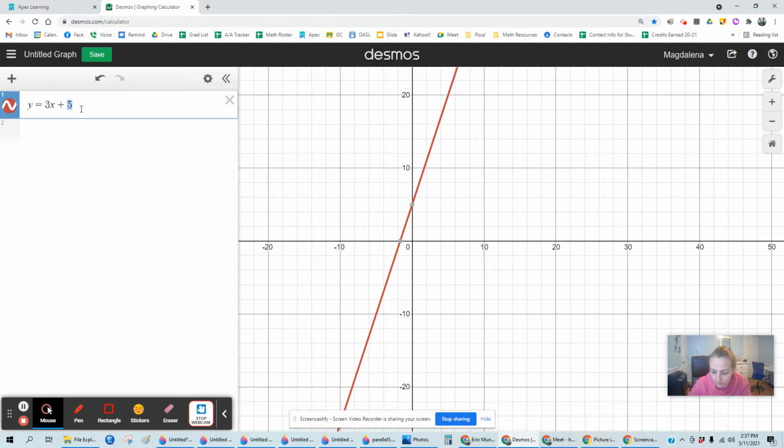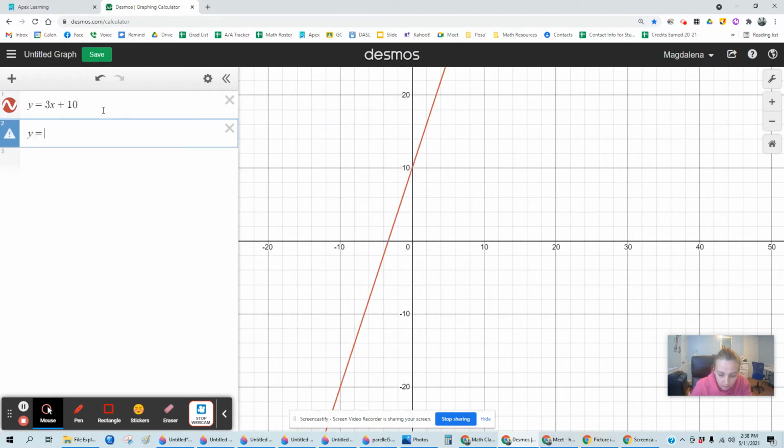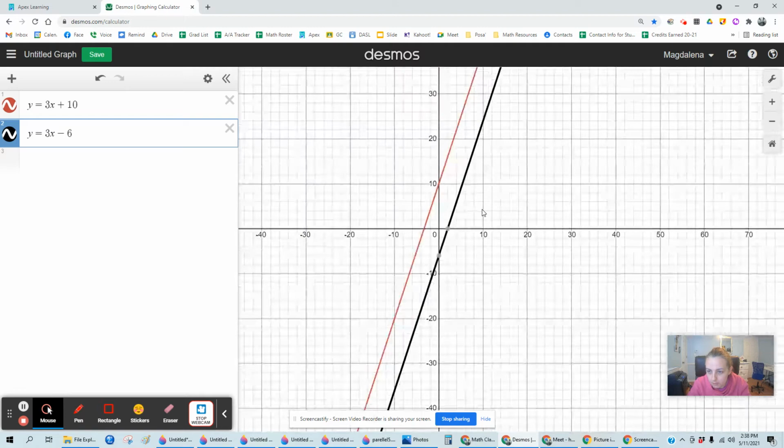If I would go ahead and change it, let's say, to 10, you can see how the line is now crossing at 10. Or I'm going to go ahead and type another line, y equals 3x minus 6. And you can see we have a black line now that is intersecting negative 6. You can see that both of these lines are actually parallel.